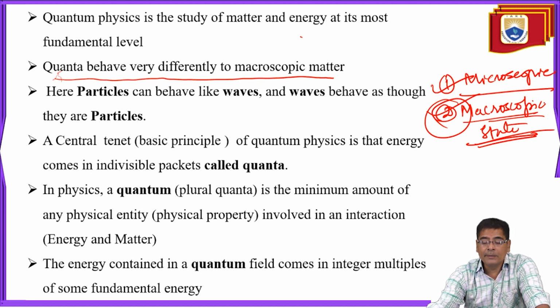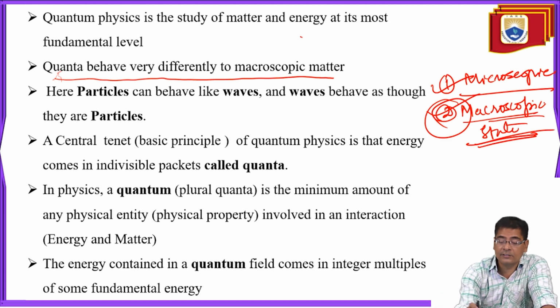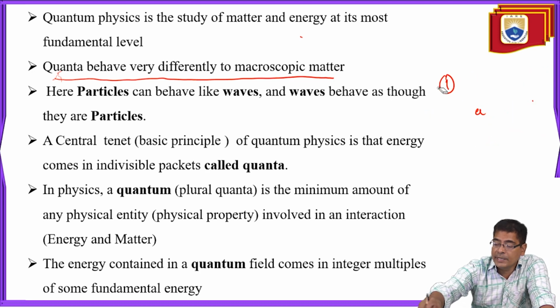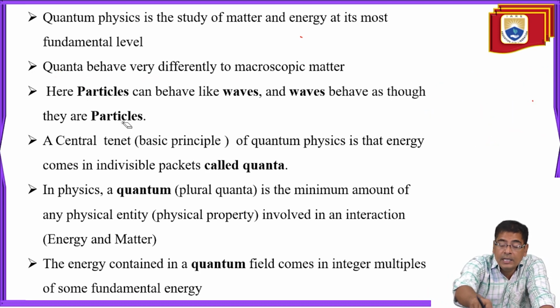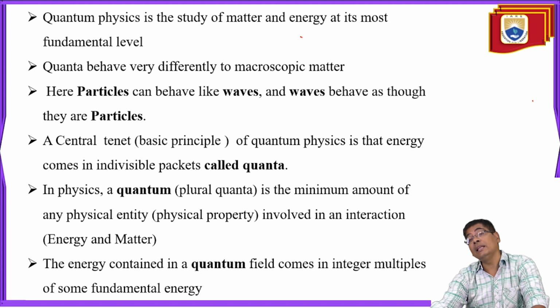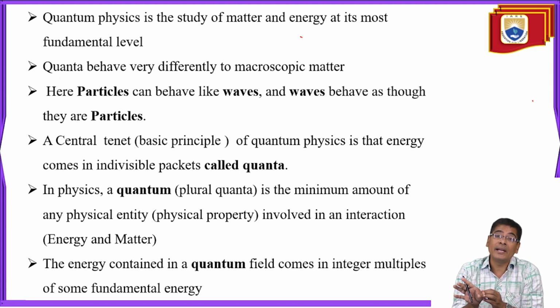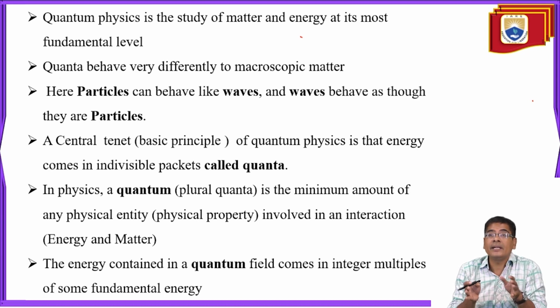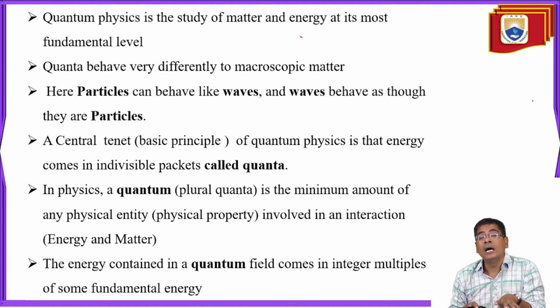Here, the particles can behave like waves. When we speak about the macroscopic nature, it is intended for some particles, because particle behavior is to be understood when we speak about macroscopic matter. And not only that, quantum physics is the interaction between matter and energy at its most fundamental level. When we study quantum physics as the interaction between matter and energy at its most fundamental level, then a property of quanta exists.